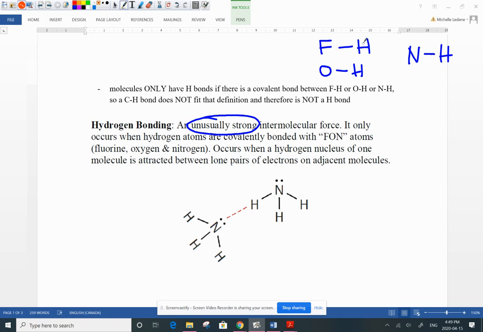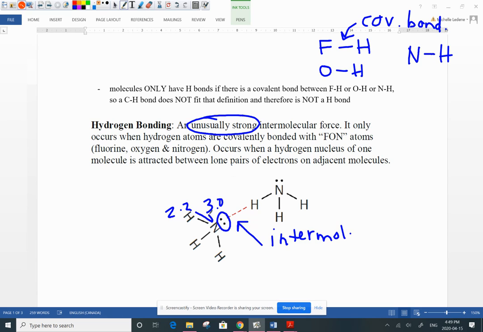The fluorine and the hydrogen are sharing electrons. This is a covalent bond. This is a sharing of electrons. This is an intramolecular force. But here's where the intermolecular force comes into play. This is an attraction between molecules. Remember, nitrogen is very highly electronegative. Its value is 3.0. Hydrogen, 2.2.